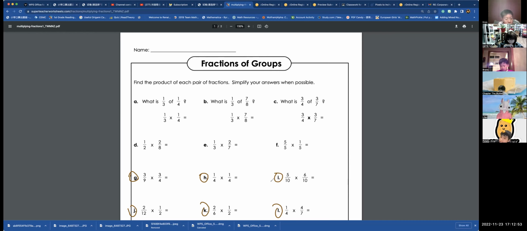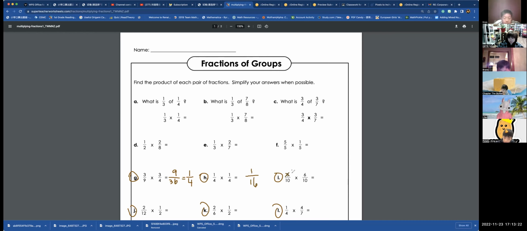Okay, so now I'm going to explain this question to all of you. I think it's pretty easy. 3 times 3 equals 9. 9 times 4 equals 36, but both of them could be divisible by 9, so it's 1 over 4. Next one. 1 times 1 equals 1. 4 times 4 equals 16. So 1 over 16. Next one.